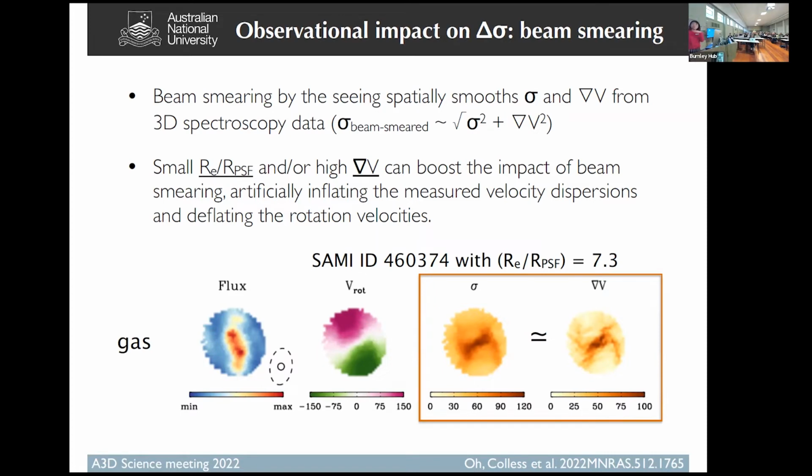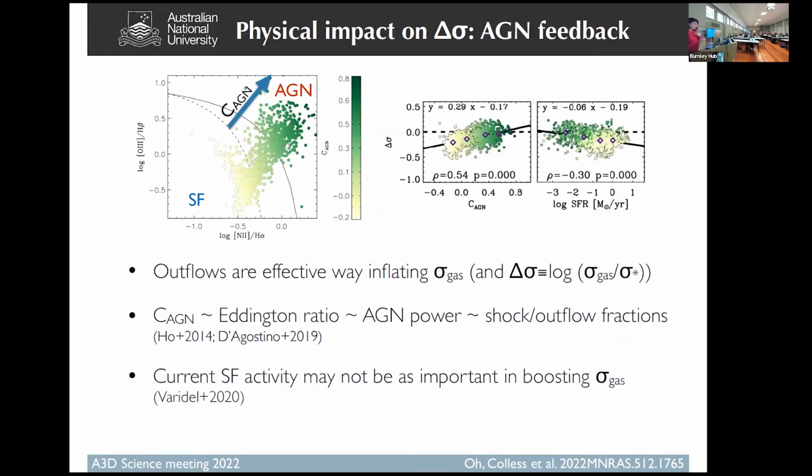So definitely, if there is a beam smearing effect, the beam smearing artificially inflates the measure of velocity dispersion. And this beam smearing is definitely related to the size of the seeing and the velocity gradient within the seeing. So that's why we can find the pretty tight correlation between the delta sigma and these two parameters. But even considering the impact of the seeing, we still find the correlation between the delta sigma and the CAGN.